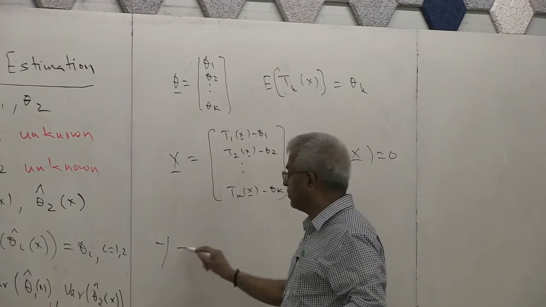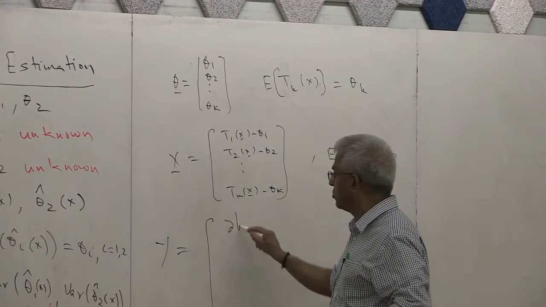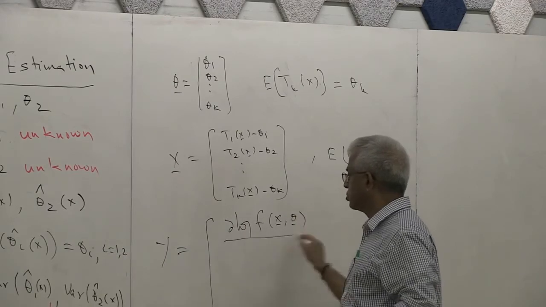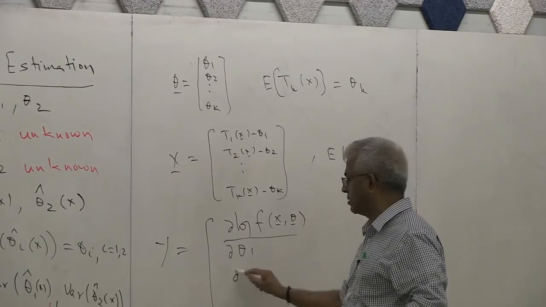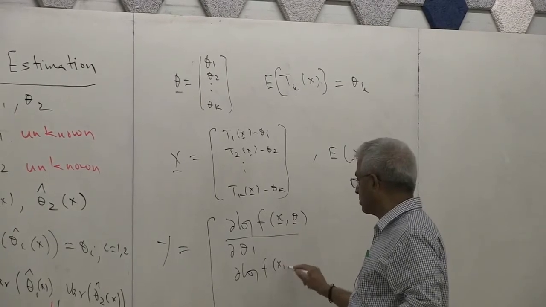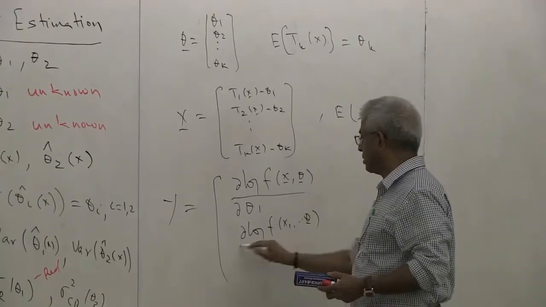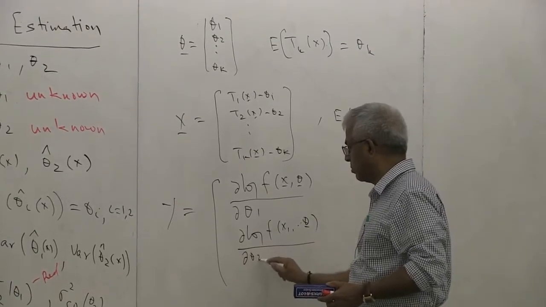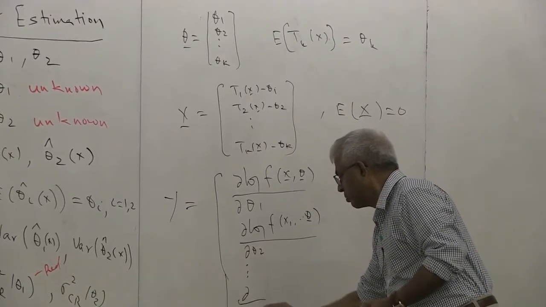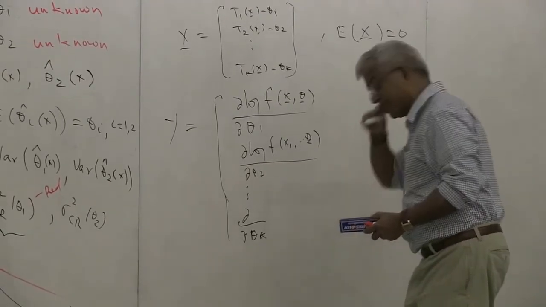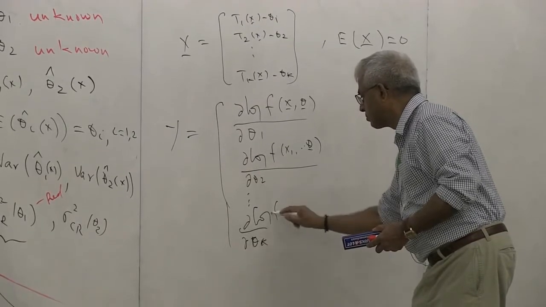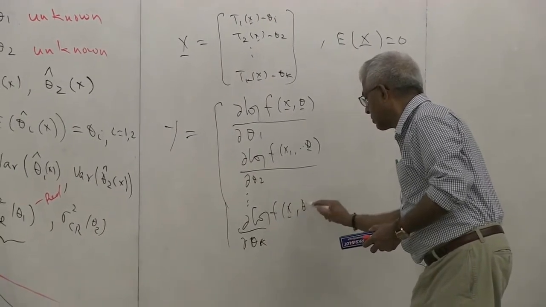Then I created a y vector, which is taking the derivative of the log likelihood function of all the data with respect to theta 1, theta 2, etc., right? Generally we do it with respect to one, but now since you have so many parameters, you can do it with respect to all of them, right? I'm not going to do the whole derivation, I'll just bring this up for you.